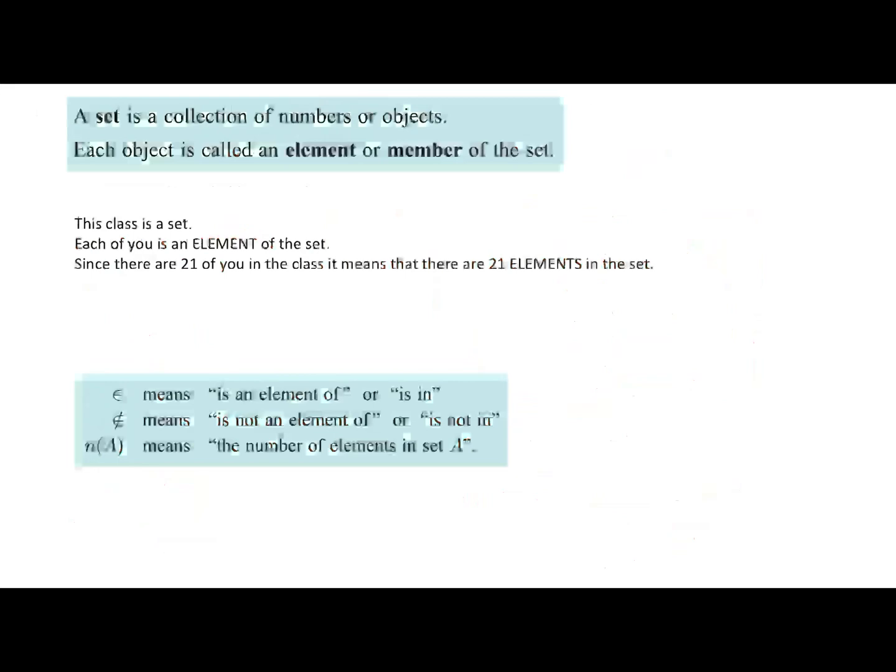Okay, now what we're actually going to be looking at is this idea of a set. Now a set is just a collection of numbers or objects. And what we say is each object is an element of the set. I use the word element, not member. So for example, your maths group, year 10, set 1, whatever you want to call it, is a set. And we could say that each of you are elements of that set. And there's 21 of you in the class, so there are 21 elements in the set.